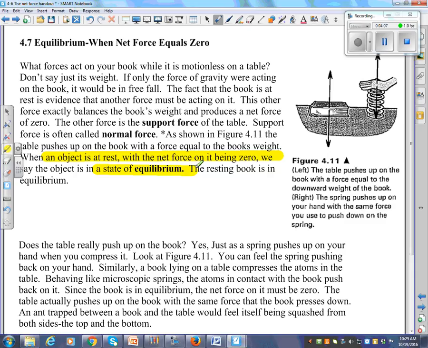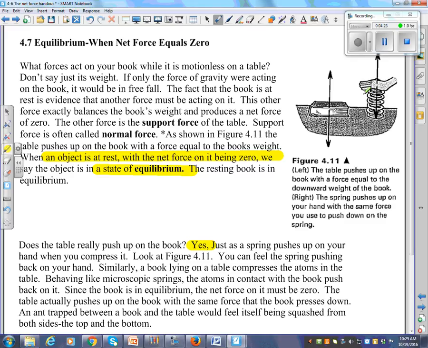The resting book is in equilibrium. Now, does the table really push up on the book? The answer is yes. Just as the spring pushes up on your hand when you compress it, look at this picture up here, you can feel the spring pushing back on your hand.